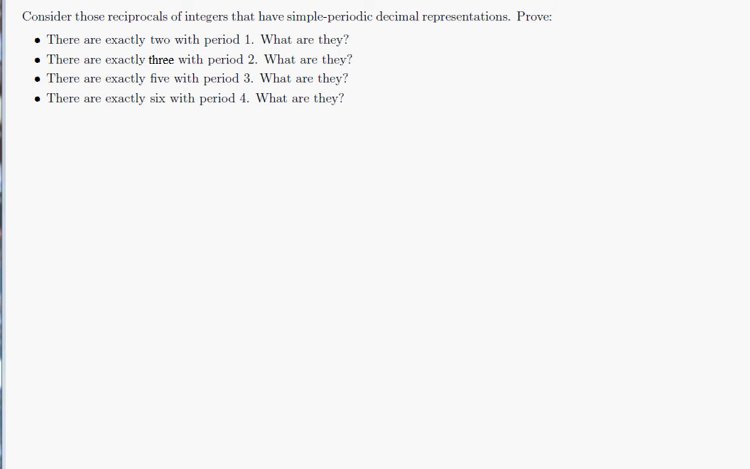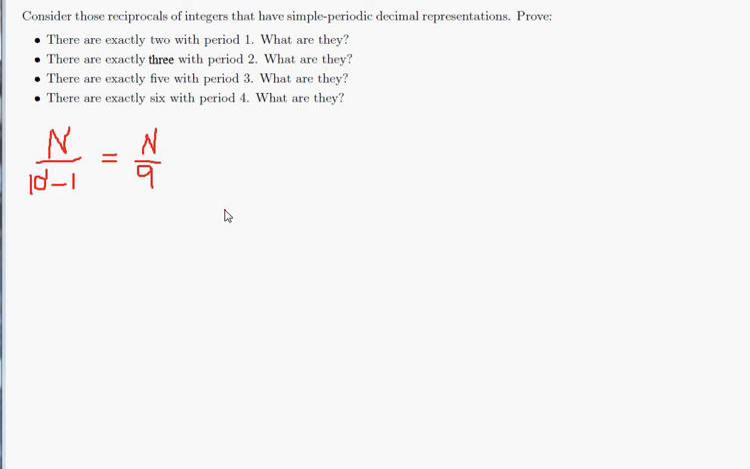Let's now consider this review problem, considering the reciprocals of integers that have a simple periodic decimal representation. First, let's prove that there are exactly two reciprocals of integers that have a period of exactly 1. To do this, we note that this happens if and only if the fraction can be written in the form n over 10 to the 1 minus 1, or n over 9.